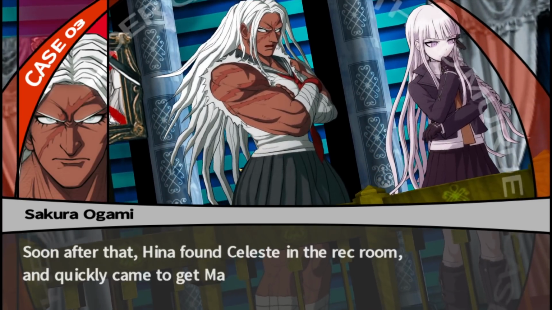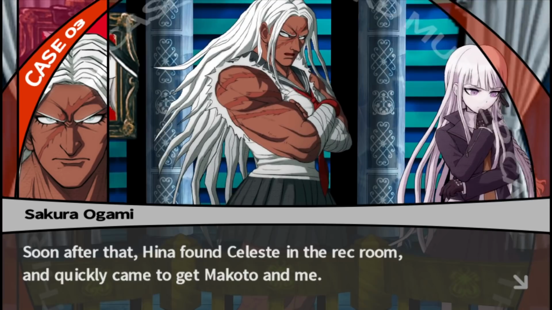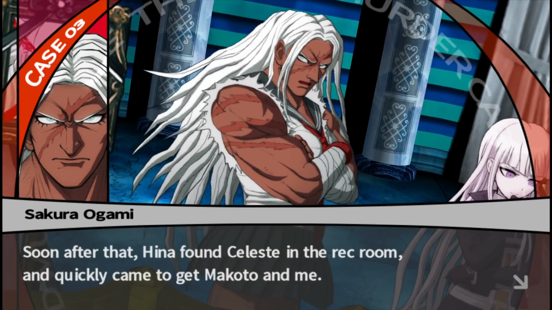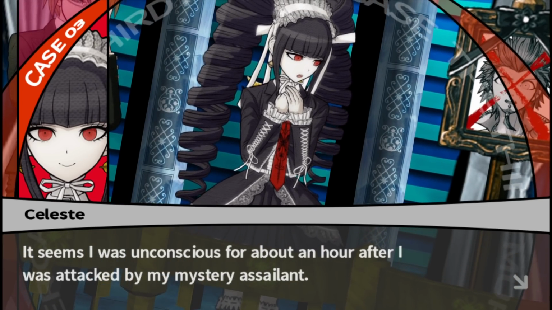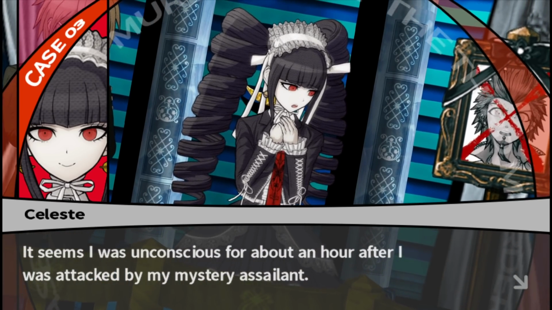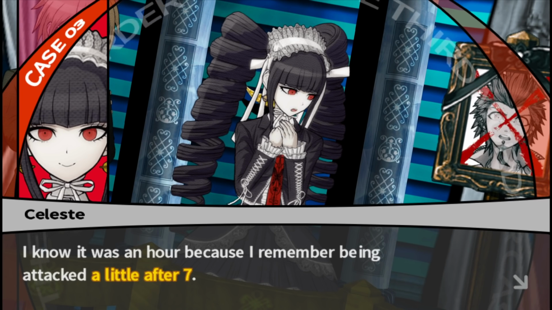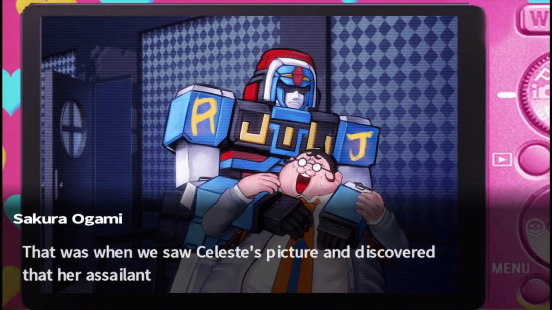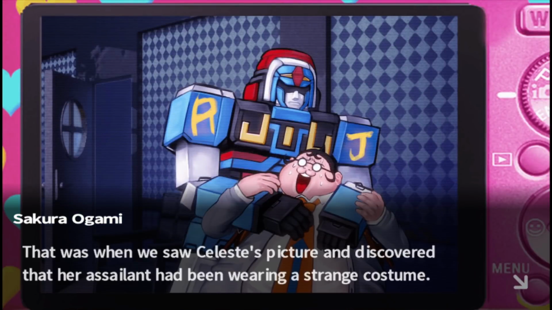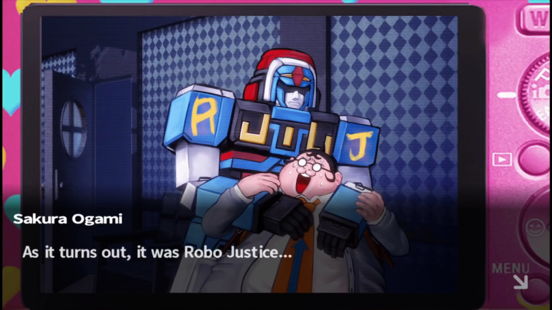Soon after that, Hina found Celeste in the rec room and quickly came to get Makoto and me. It seems I was unconscious for about an hour after I was attacked by my mystery assailant. I know it was an hour because I remember being attacked a little after 7. That was when we saw Celeste's picture and discovered that her assailant had been wearing a strange costume. As it turns out, it was Robo Justice.